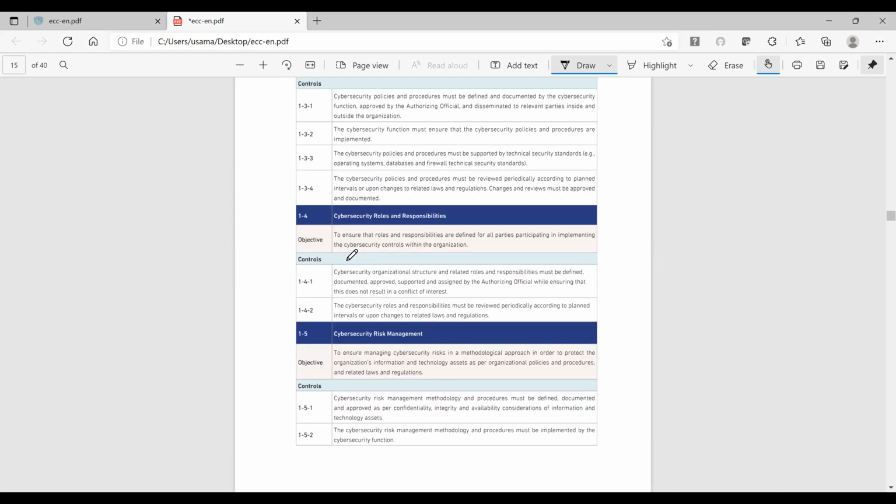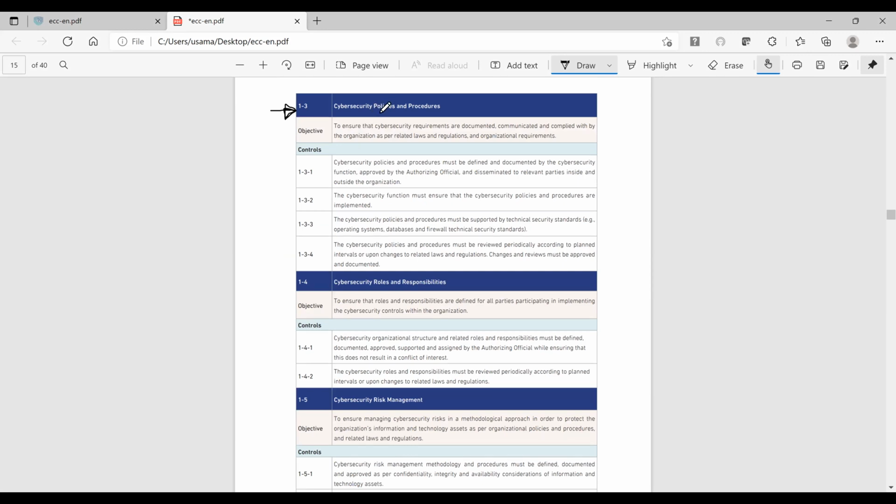And we will have the third issue, which is the cybersecurity policies and procedures. Of course, here we start to go technical. As I mentioned to you before, you will find here that the policies and procedures must be defined and documented. Why do we mention defined and documented? Because in some situations it may not be defined. Okay, then fine. This must be defined and implemented. In the second control, it should be implemented.